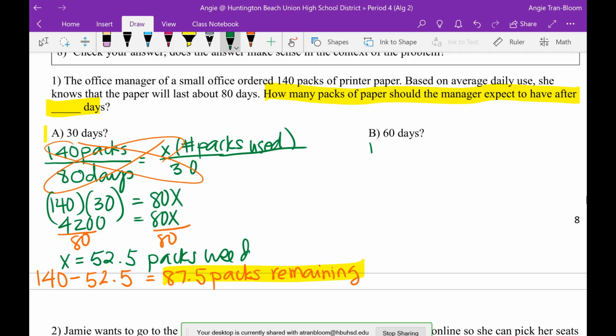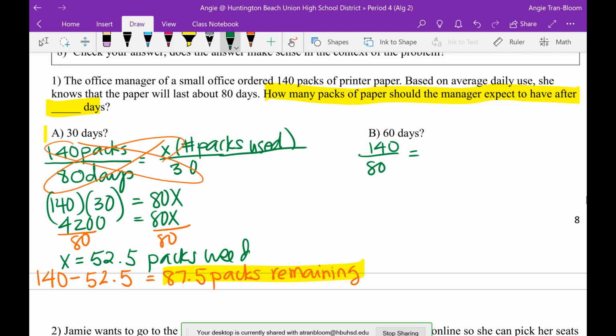Once you have an answer, can you turn to your shoulder partner and compare? My set of twins back there, talk to one another. Should your answer be more or less than 70? Less, okay. So you guys set it up the same way?